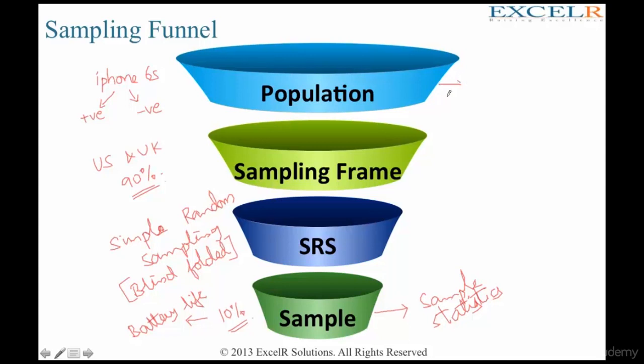And if you calculate any measures for your population, they are called population parameters. Let me write it down. Population parameters are always represented using Greek notations. For example, the mean of the population is denoted as mu, variance as sigma square, standard deviation as sigma, proportion as pi, and so on and so forth.